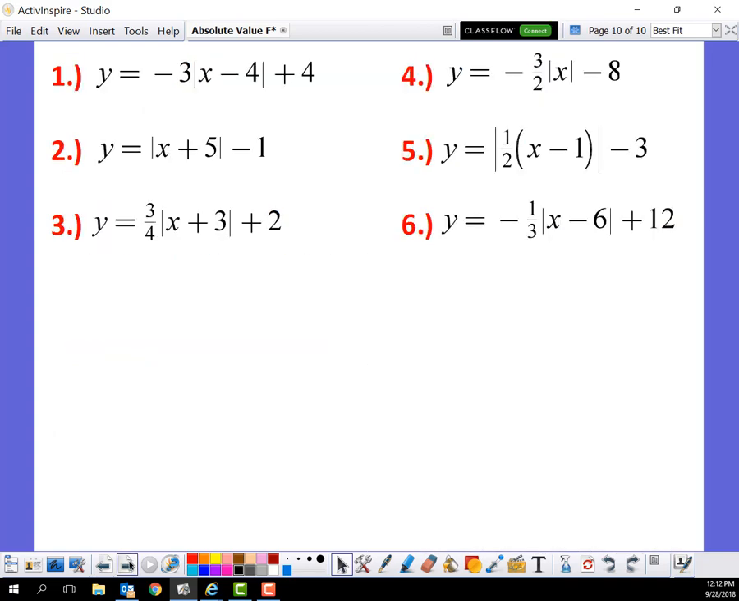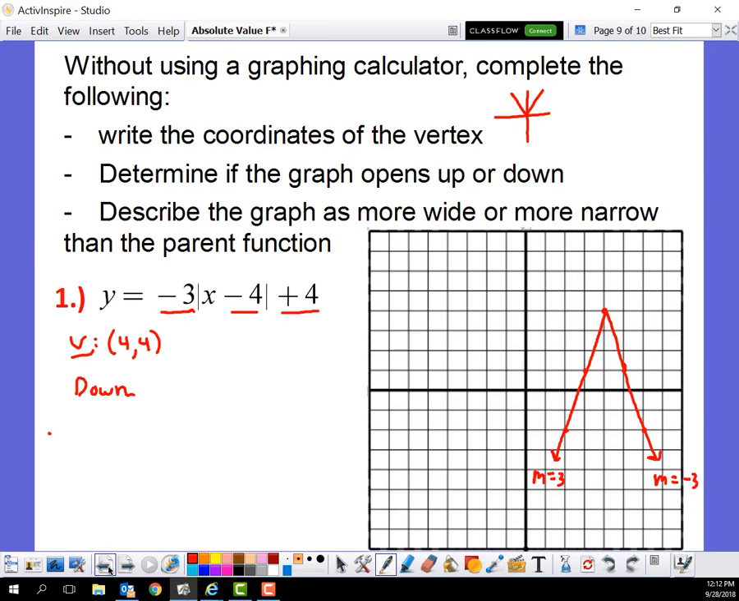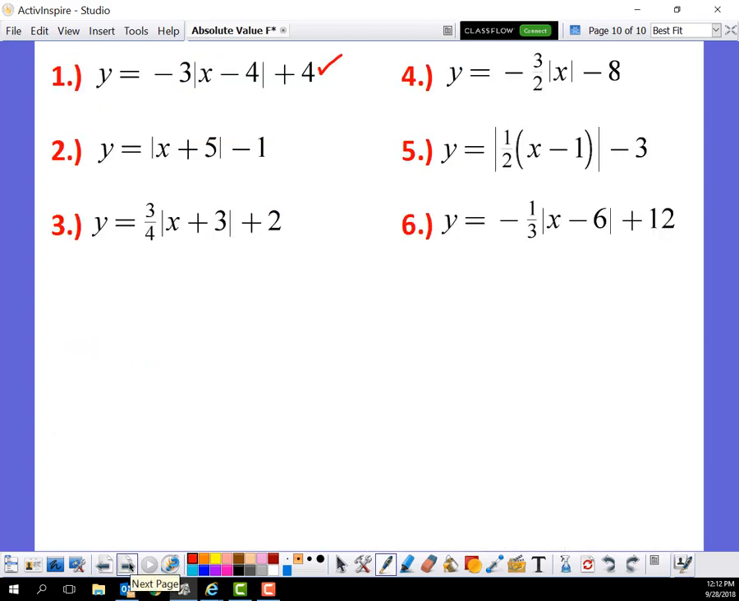Here's some more graphs for you to practice. We did number 1 together already, so you don't have to do that. Sketch graphs and follow that same kind of questioning that I gave you. What are the coordinates of the vertex? Does it open up or down? And then describe the graph as more wide or more narrow than the parent function. Take a second and work on that, and then I'll give you some pointers. Okay, hopefully you took some time to work on this.